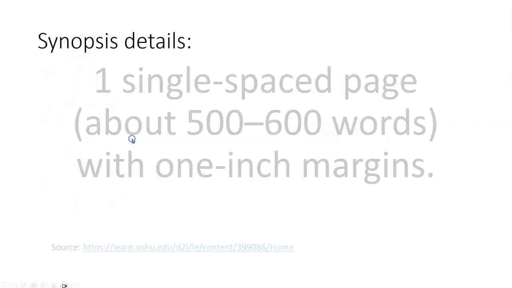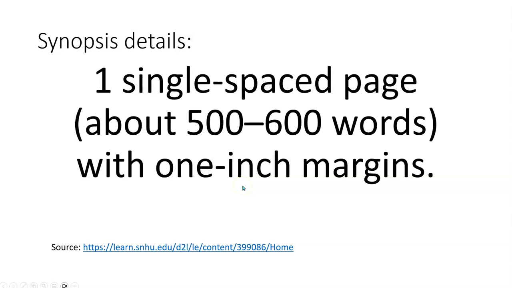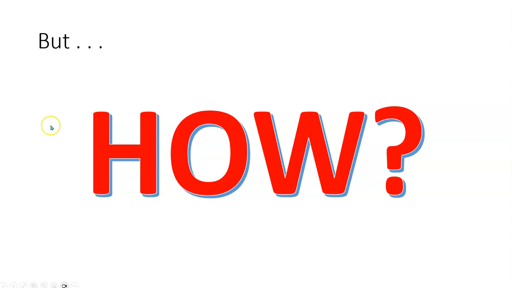Okay, so for synopsis details, this is one way of looking at it. One of the more accepted practices is a single spaced page, about 500, 600 words with 1 inch margins, and you're including everything within that 500 to 600 word range. And that can be quite tricky when you're thinking about books being like 80,000 words or so. So you're condensing 80,000 words into 500 to 600 words. Yikes, right? Okay, so how in the world can this be done?